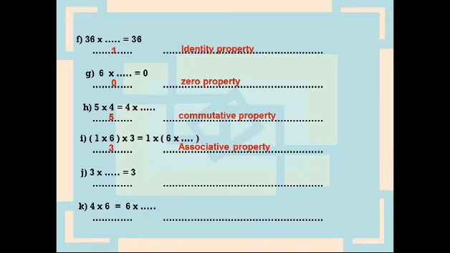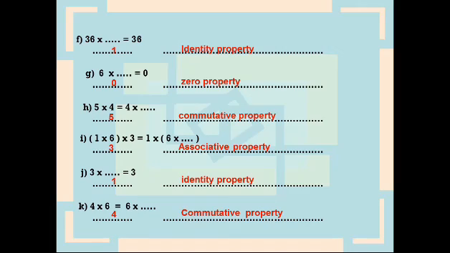J, 3 multiplied by what equals 3? 3 multiplied by 1 equals 3, and the name of the property is identity property. 4 multiplied by 6 equals 6 multiplied by 4, and here we change the order, it will be commutative property.